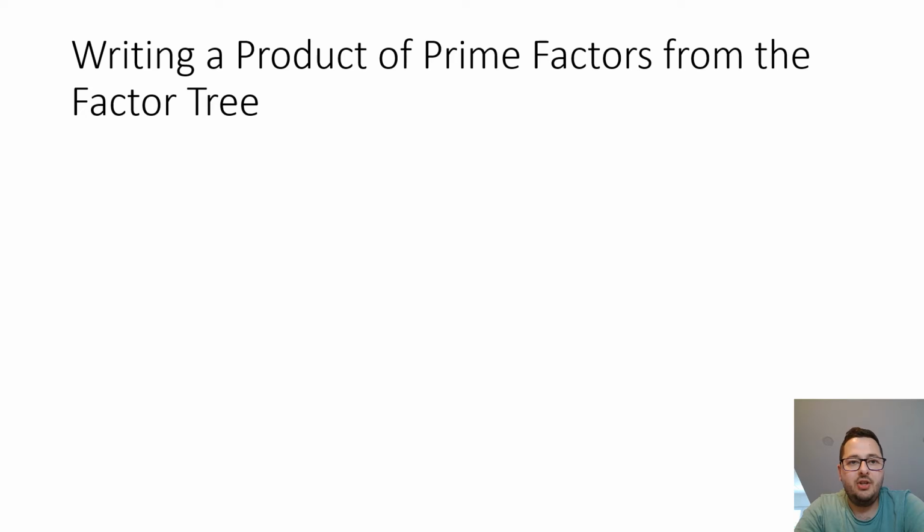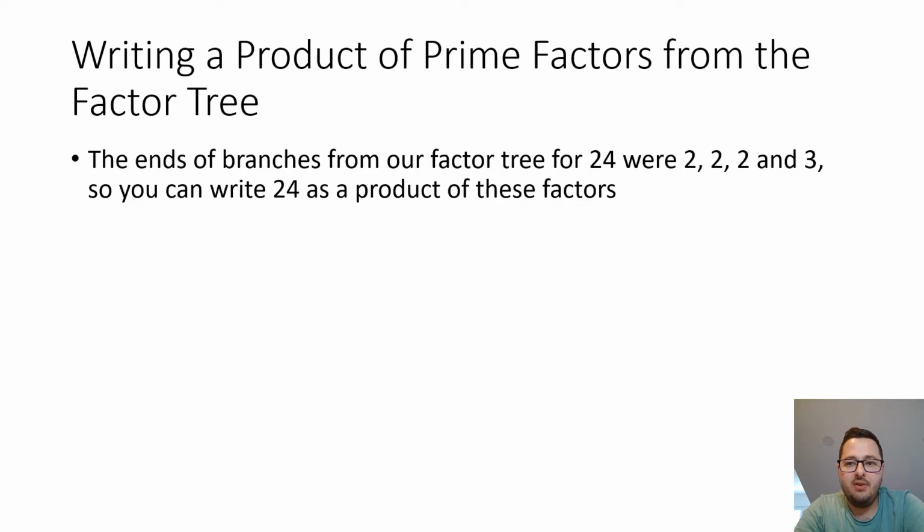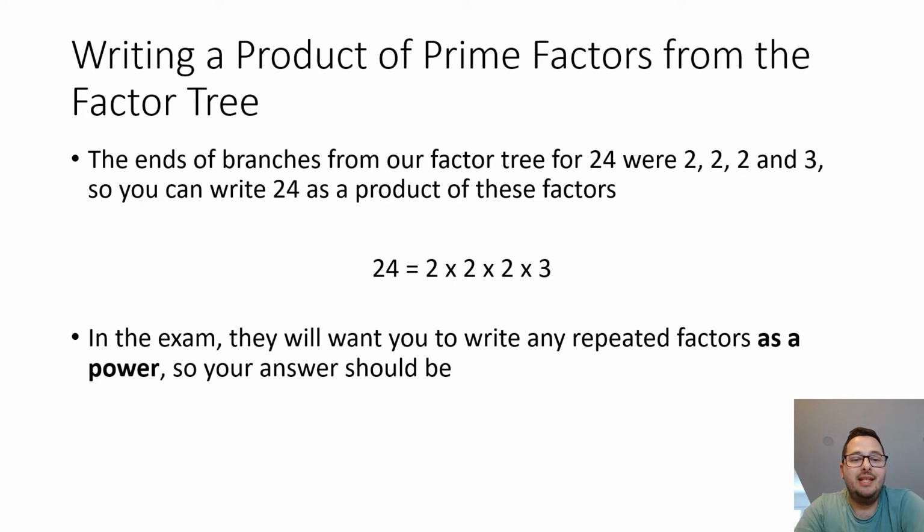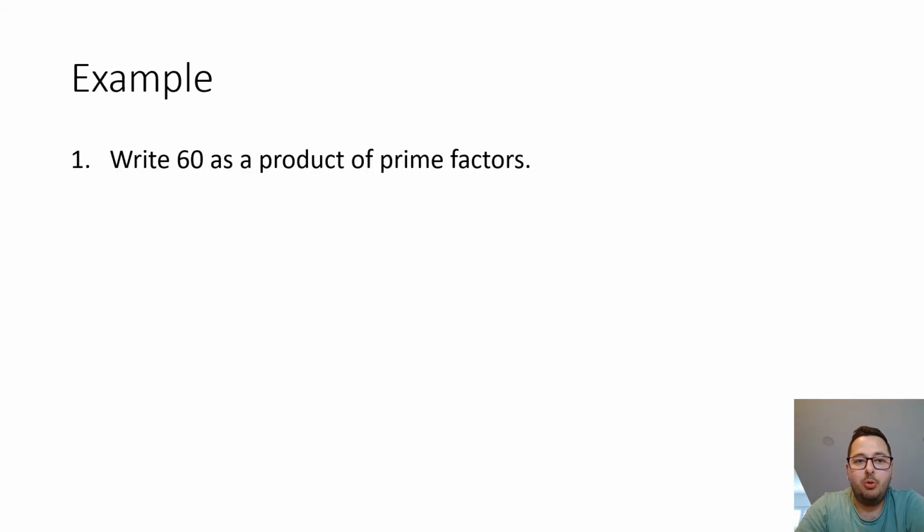But we shall write that down. From what I've written, our factors are 2, 2, 2 and 3. But in an exam they will always want you to write anything repeated as a power. You'll notice here that we see the number 2 three times. So instead of writing 2 times 2 times 2, they'll want you to write 2 to the power of 3 instead. Let's have a go at a couple of examples.